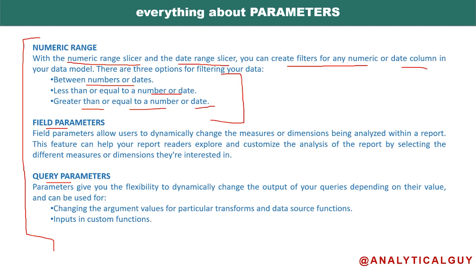Second is field parameters. Field parameters allow users to dynamically change the measures or dimensions being analyzed within the report. This feature can help your report readers explore and customize the analysis of the report by selecting the different measures or dimensions they are interested in. Similarly, query parameters give you the flexibility to dynamically change the output. Ultimately, parameters are used to modify your data and store it. That's it. That is the objective.